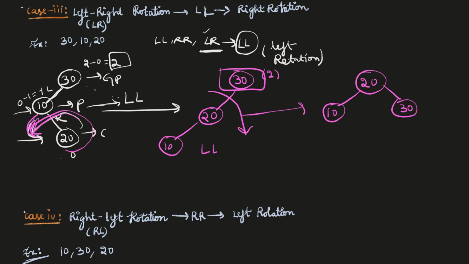Now if you check the balance factor of each node, 10 and 30 are balanced again. The reason being they are leaf nodes. Now if you take 20, it is also balanced since the height of the left subtree is 1, the height of the right subtree is also 1 and it is 0. So now this is said to be a balanced tree.